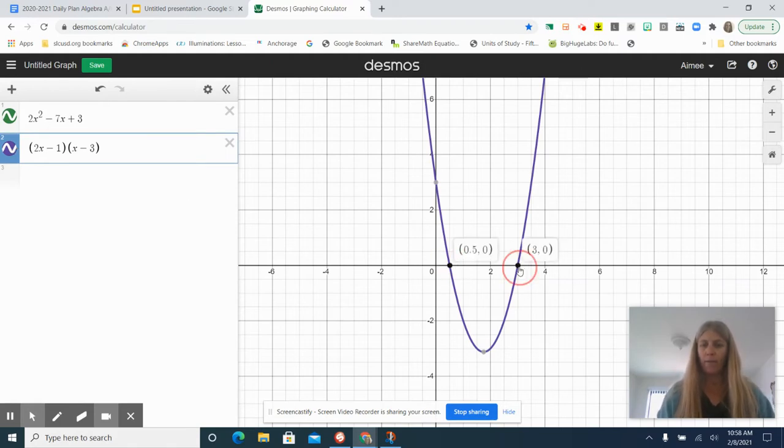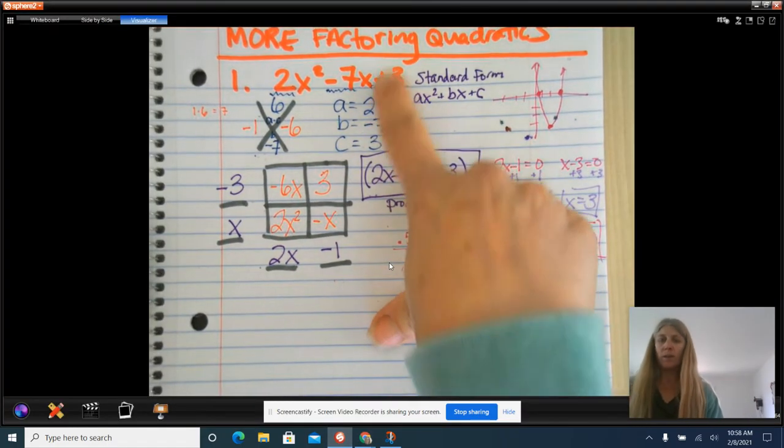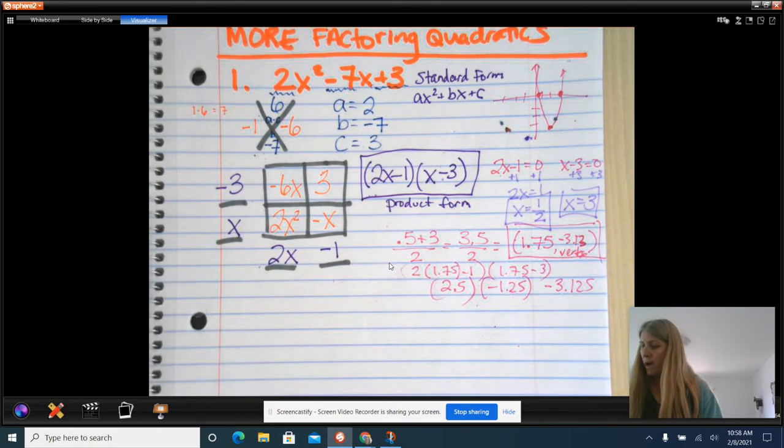I have a 0.5 and a 3.0 for my roots, and that's what I got when I solved using the zero product property. And then my vertex of my parabola, 1.75, negative 3.125. And then I also have my y-intercept, which is my 3. The place that we find our y-intercept for our equation is simply our constant, is our y-intercept. So that gives you one additional point.